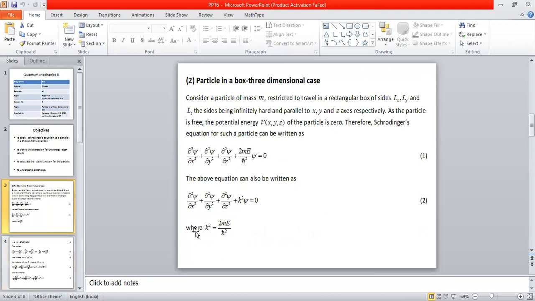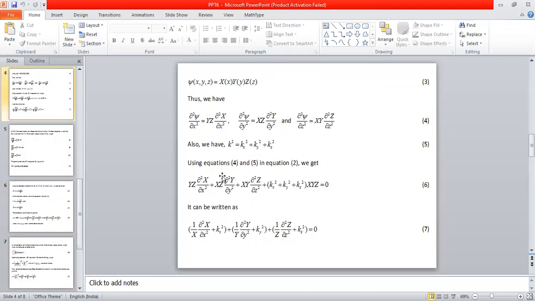Once we do that, we are going to end up with an equation like this: YZ ∂²X/∂x² + XZ ∂²Y/∂y² + XY ∂²Z/∂z² + (kx² + ky² + kz²) XYZ = 0. In the place of k² we have written kx² + ky² + kz², and ψ we have replaced with XYZ. This is the equation. And if we divide this entire equation 6 by XYZ, the three different functions, we are going to get 1/X ∂²X/∂x². I have taken the kx² term along with this first term.